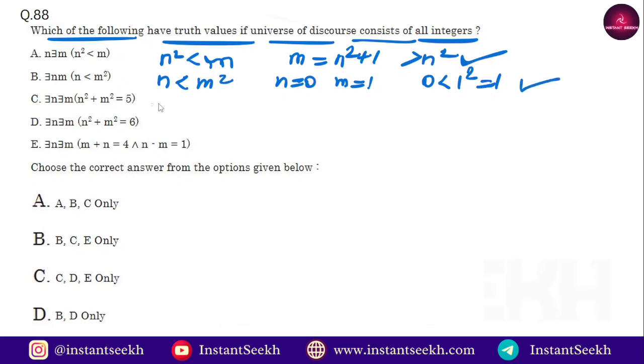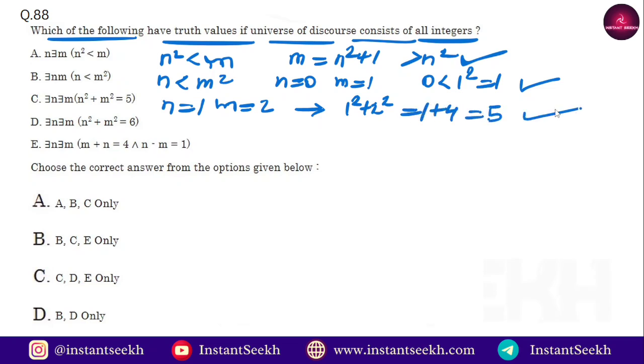right? Next, this means there exist integers n, m such that n square plus m square equals 5. Let's take an example. n equal to 1, m equal to 2. If we put this in the equation, 1 square plus 2 square equals 1 plus 4, and that equals 5. So this is also correct.